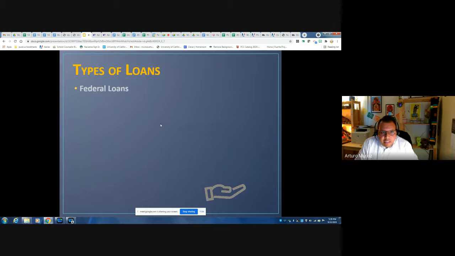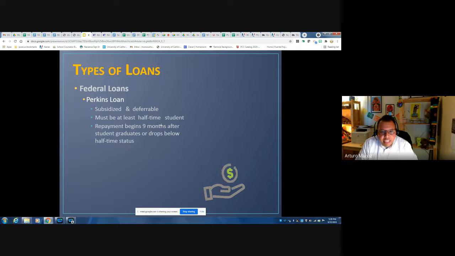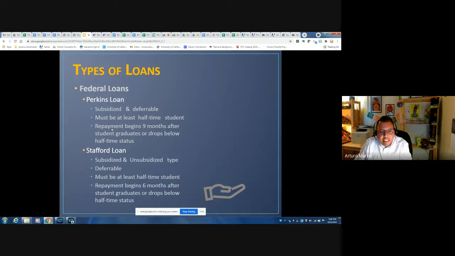On the types of loans, again, the federal loans are Perkins loans. These could be subsidized or deferrable. They must be at least a half-time student, and repayment begins 9 months after the student graduates or drops below half-time status. That's what subsidized means. It starts when the student stops being a full-time or half-time student. Sorry. The Stafford loan is a subsidized and unsubsidized type. They're deferrable. It must be at least a half-time student again, and the repayment begins 6 months after the student graduates or drops below half-time status.